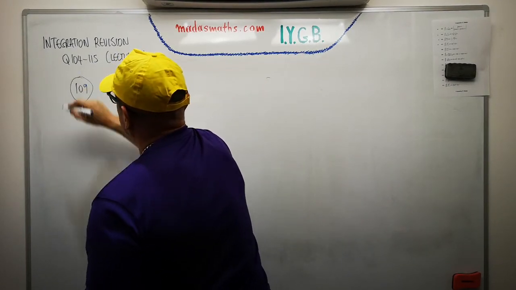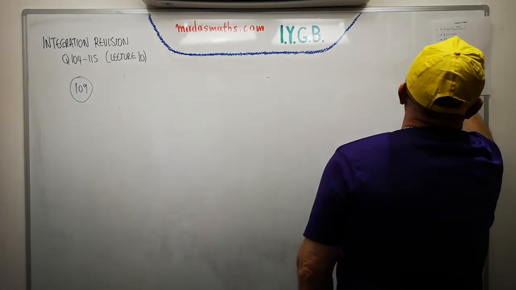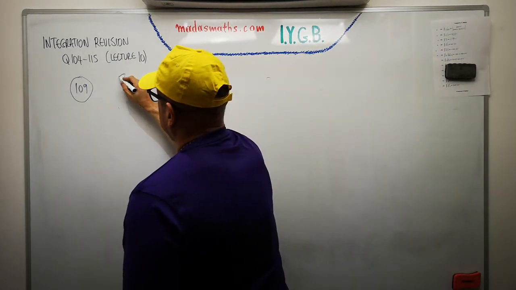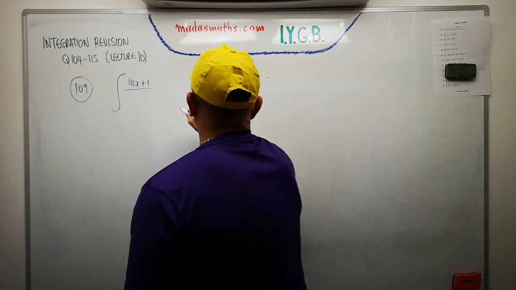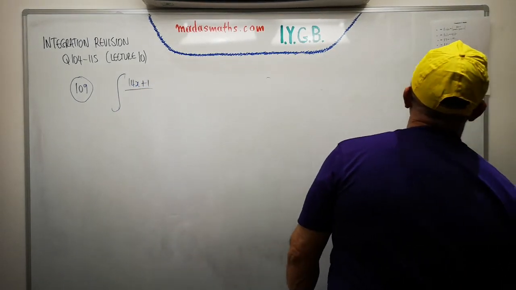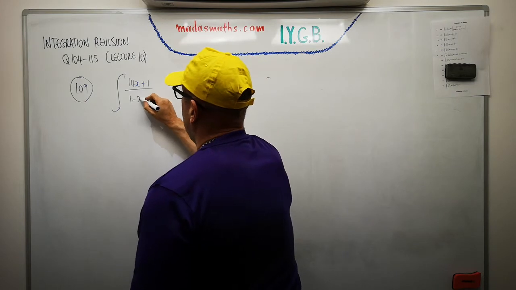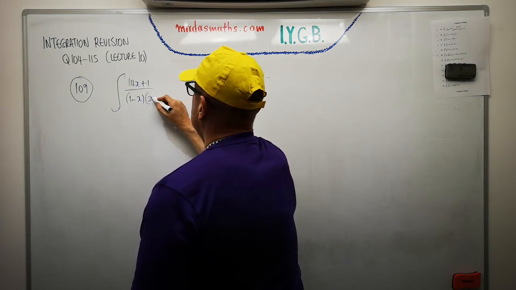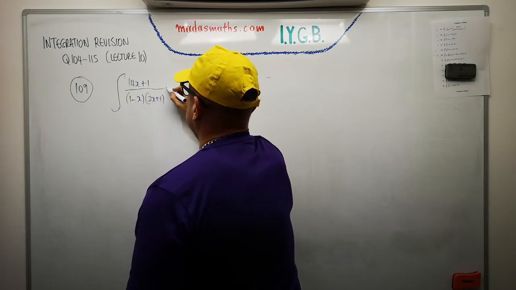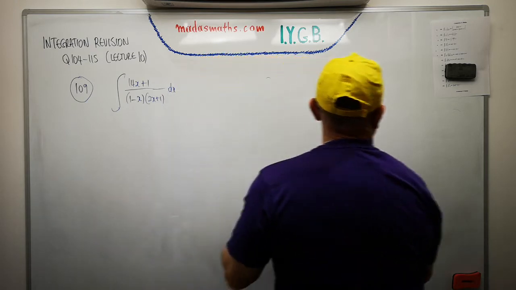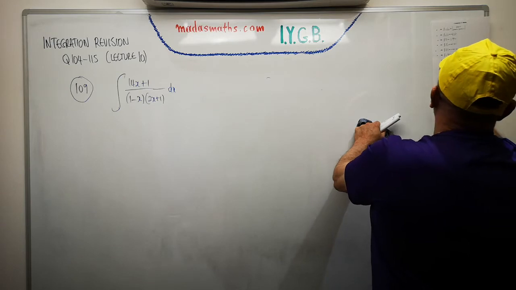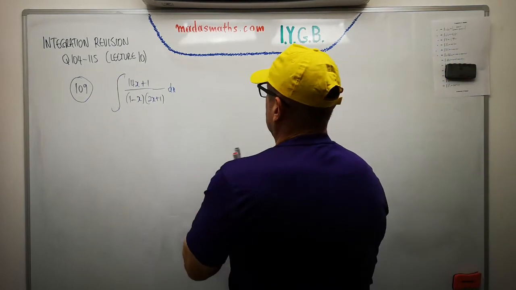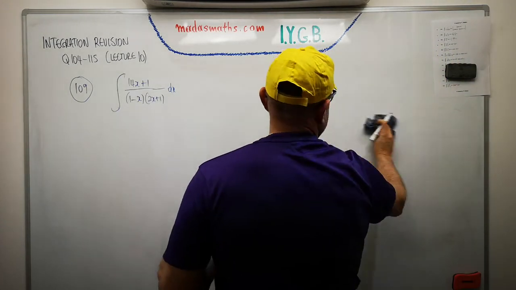109 is the integral of 14x plus 1 over 1 minus x, and 2x plus 1. Let me just check plus and minuses because I make mistakes very often. 14x plus 1, 1 minus x, 2x plus 1. Okay, we should be able to recognize it.